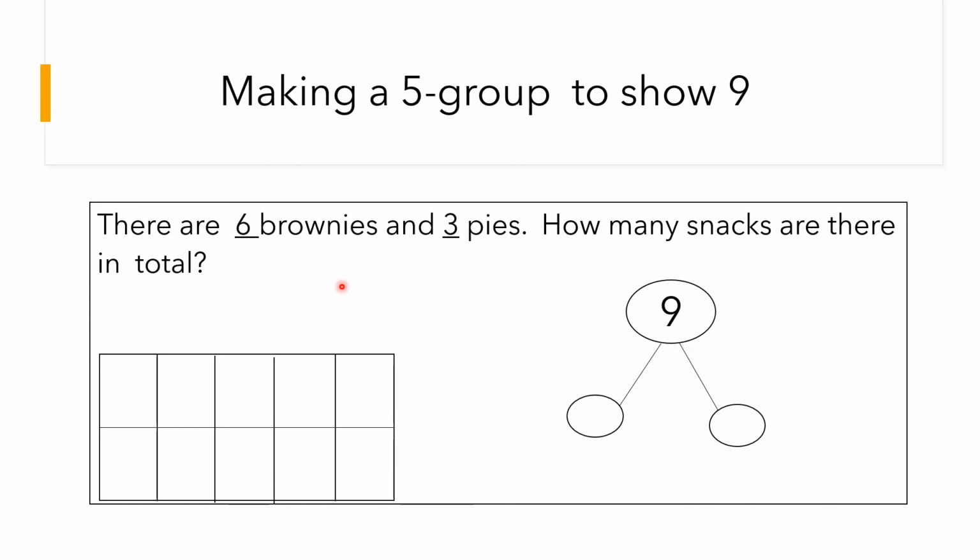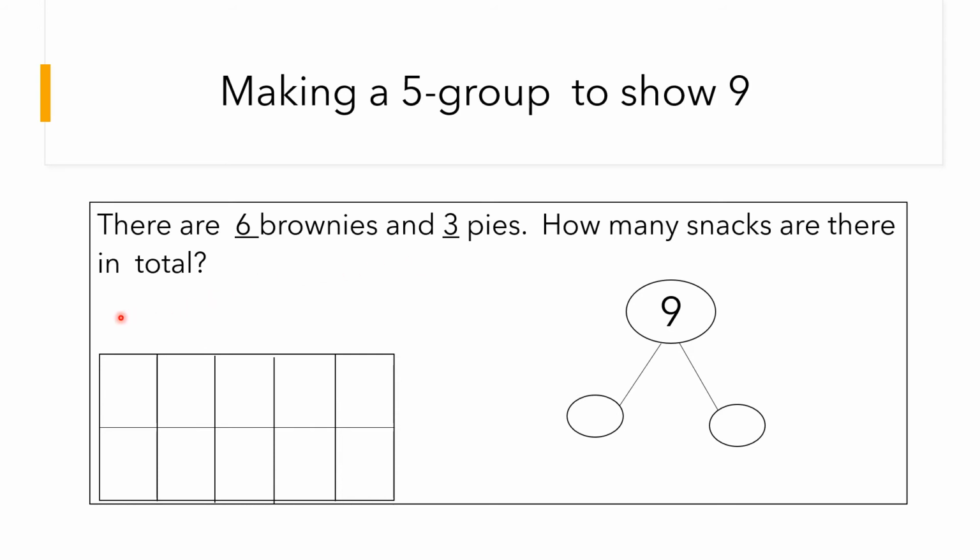Now remember, we want to make a 5 group of 9 to show the 2 parts of 9. We're using a 5 group table here. Listen carefully for the parts. There are 6 brownies and 3 pies. How many snacks are there in total? What 2 numbers did you hear in that story, kindergarten? You guessed it. You heard 6 and 3.